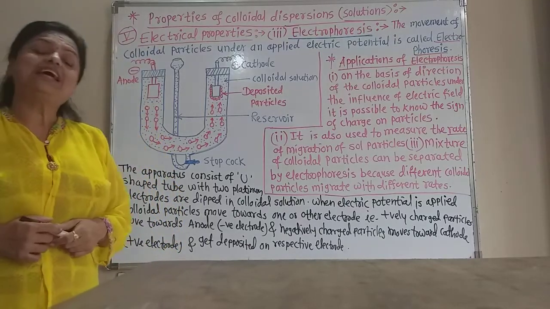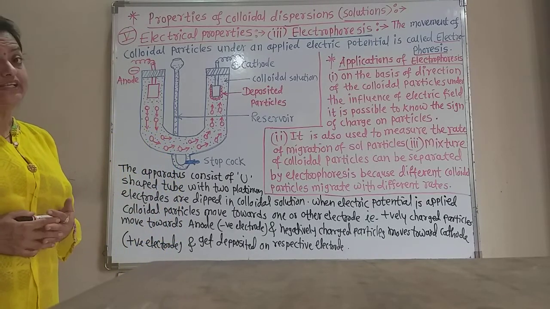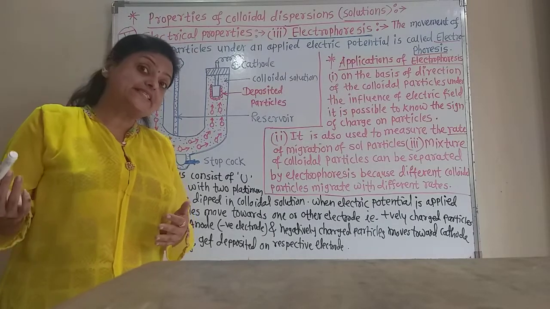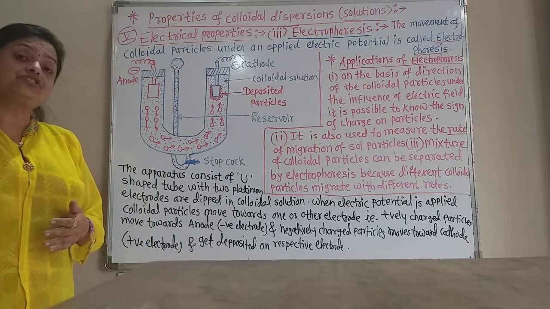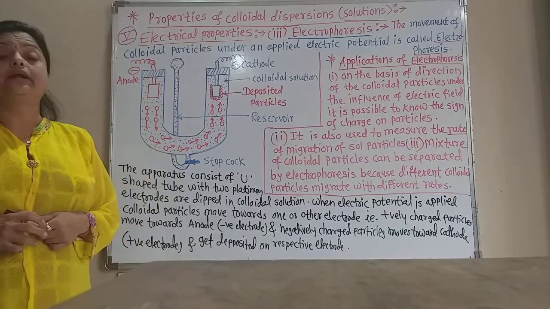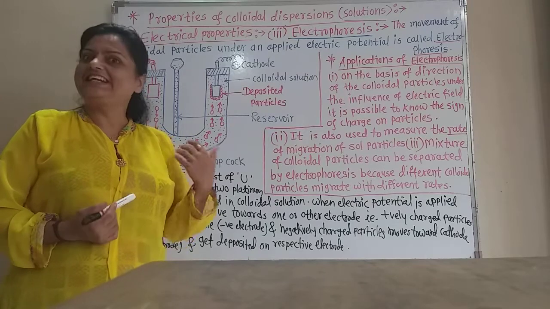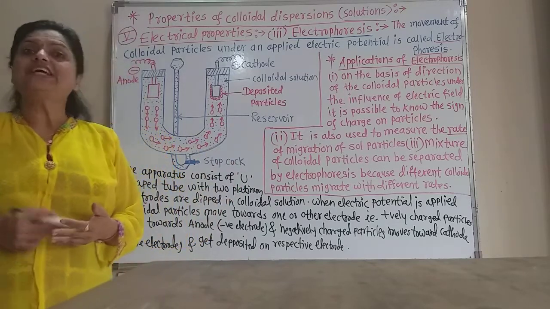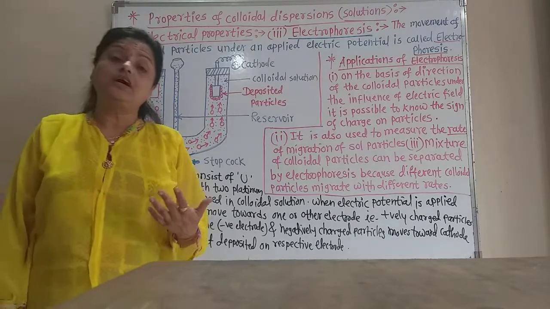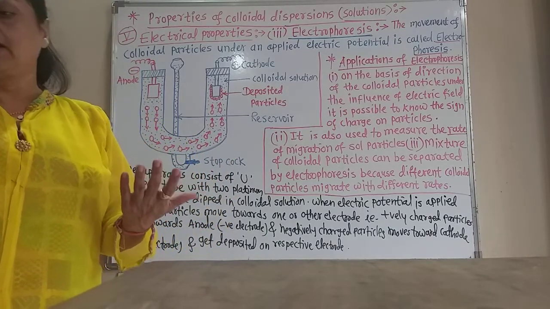Now these are the main applications of electrophoresis. Now this is about the electrical properties. There are three electrical properties: charge on the colloidal particle, electroosmosis and electrophoresis. Now in the next lecture we will see the coagulation of the colloidal particles, how the colloidal particles can be coagulated. Now students, if you understand all these three electrical properties, charge on the colloidal particle, electroosmosis and electrophoresis, and also what we learned about the optical and kinetic properties.